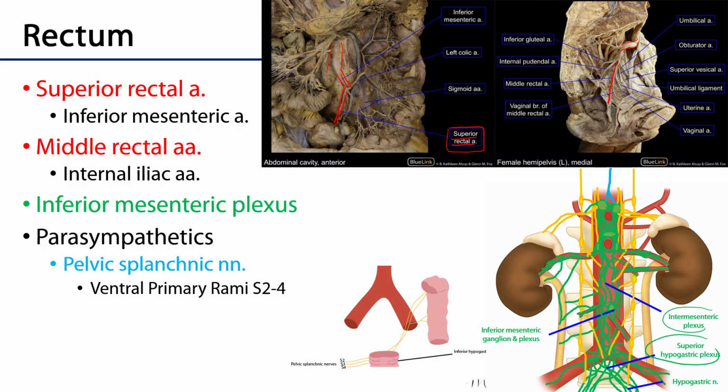In terms of the parasympathetics, those are coming predominantly through the pelvic splanchnic nerves. Pelvic splanchnics are branches from the ventral primary rami of sacral nerves 2, 3, and 4. And those branches are going to feed into not just the inferior hypogastric plexus, but also will have an independent pathway out of the pelvis to serve the hindgut in totality.